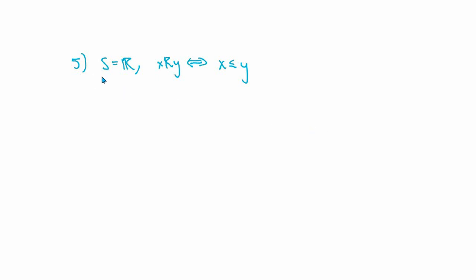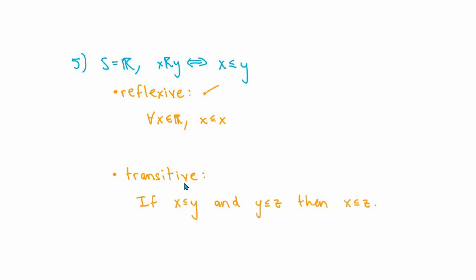So here the set was the set of real numbers, and the relation was that x is related to y if and only if x is less than or equal to y. This relation is reflexive, since for every real number x, x is less than or equal to itself. It's also a transitive relation, since if you have three real numbers x, y, and z, and x is less than or equal to y and y is less than or equal to z, then it follows that x is less than or equal to z.